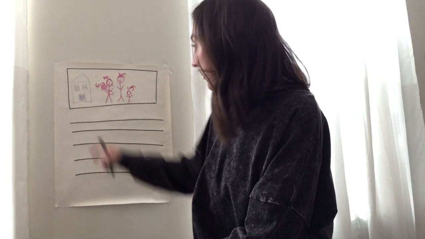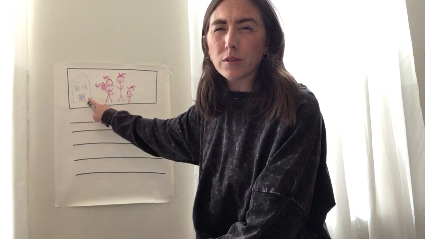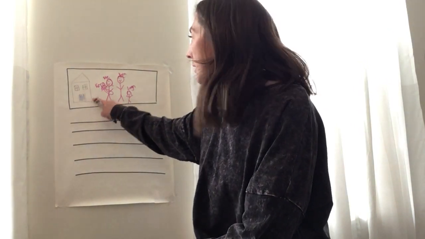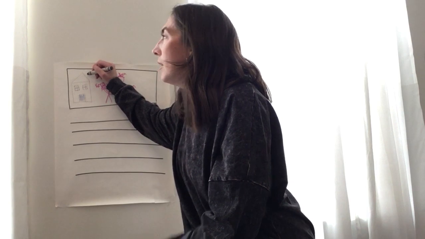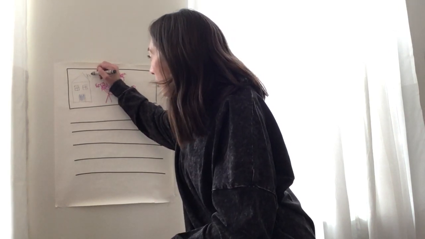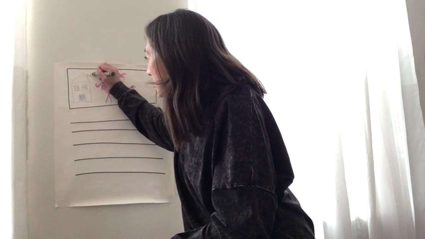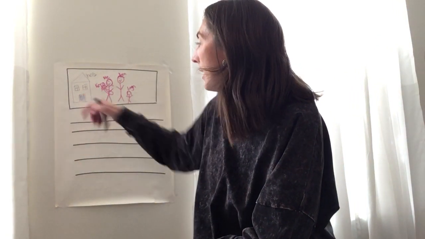So I can label that this is a house. What sound do I hear in the beginning? House. I hear an H. House. This is my house. This is where me and my family live, in a house.